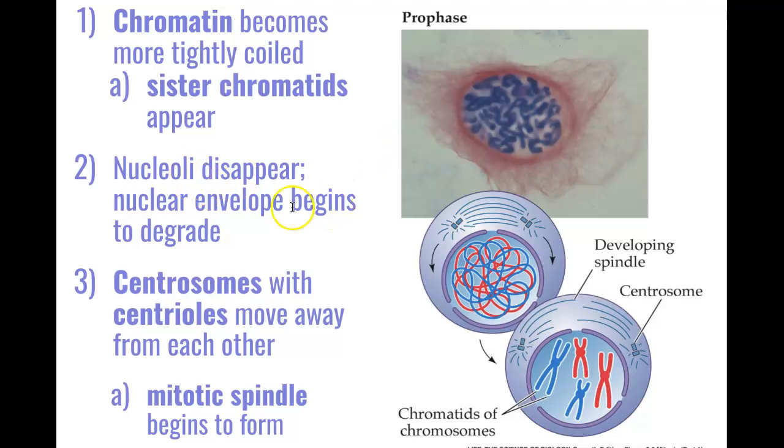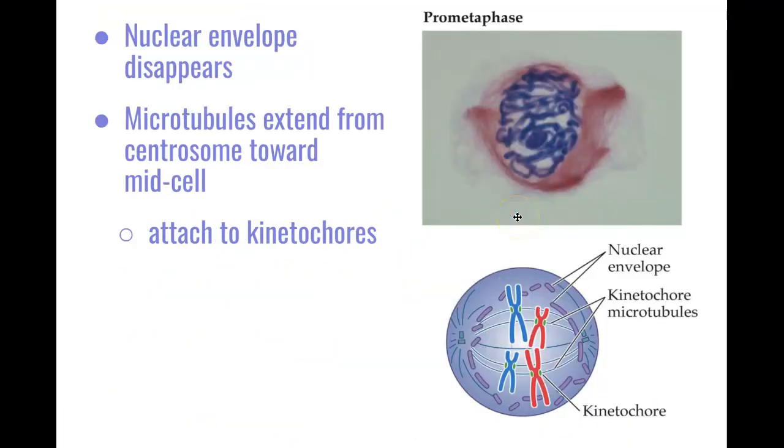And then what's going on is the nucleoli disappear, the nuclear envelope begins to degrade, the centrosomes are beginning to migrate to opposite poles of the cell, and the mitotic spindle is beginning to form. If we look at prometaphase, that's kind of intermediate. The nuclear envelope is really broken down. There are no nucleoli. We see that the chromosomes are attached to the mitotic spindle at the kinetochores, which again are positioned at the centromere of the chromosome.